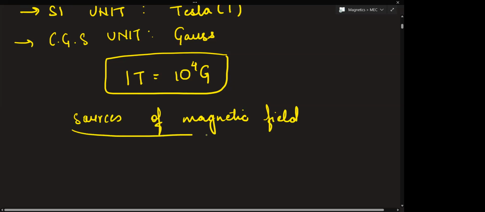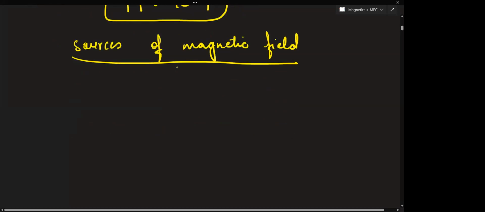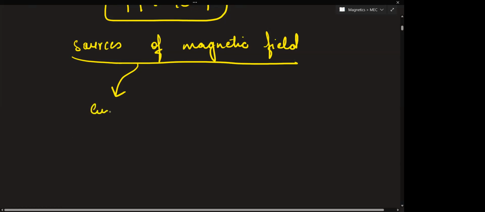What all sources are present, or what are the sources of this magnetic field? See, magnetic field is also generated by a current carrying wire. If you have a wire which is having current moving in a particular direction, that also generates magnetic field. So this is a current carrying wire. This was proven by Oersted's experiment. Oersted gave an experiment. I'll tell you that in brief.